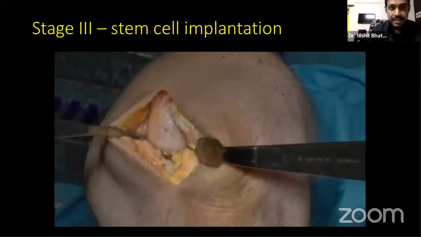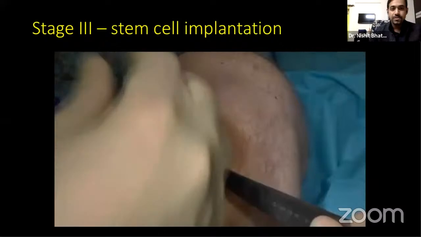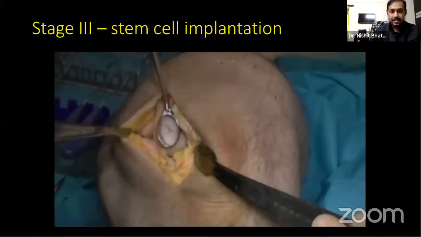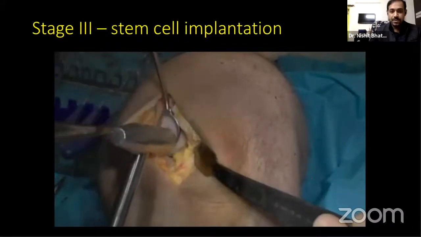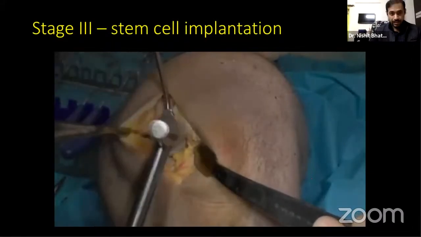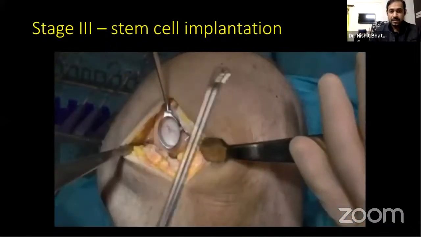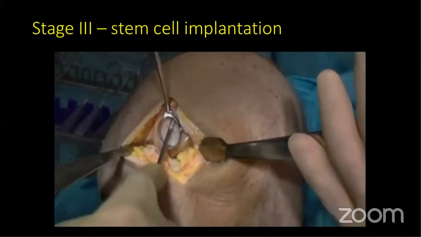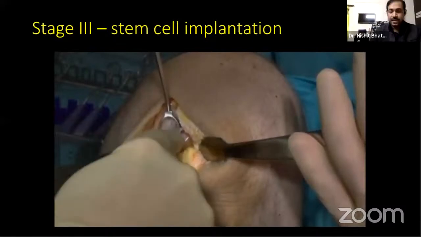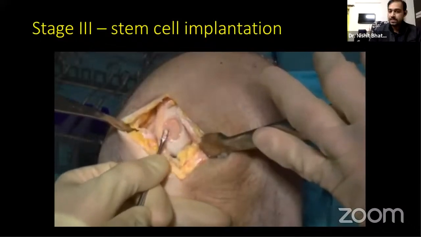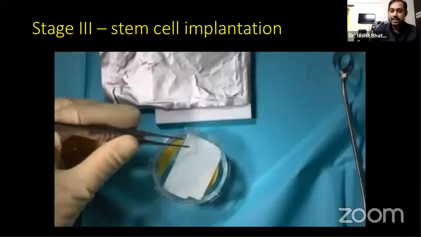So let's have a look at the last stage of this procedure where we are implanting the stem cells. So this is the defect. This is the cartilage defect, which is going to be taken out. The first step of any of these surgeries is that the dirty, necrotic, diseased cartilage has to be removed, and a bed of subchondral bone has to be exposed, because the subchondral bone has a good vascular supply, and that is what is going to initiate healing.